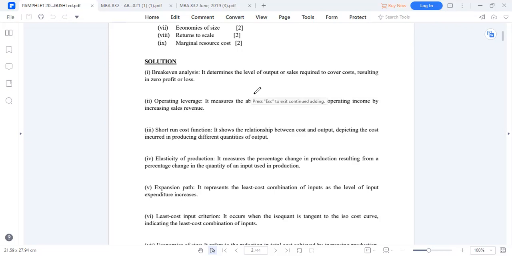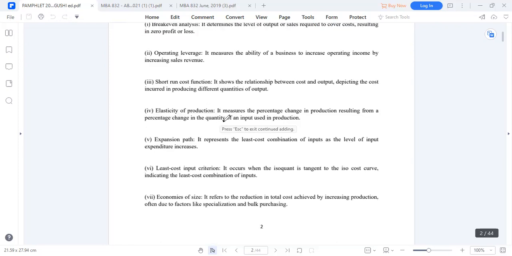This one occurs on an isoquant. What is an isoquant? An isoquant is simply a line or a curve or a graph combining both labor and capital to produce a certain level of output. So when we're dealing with the least cost input criterion, it actually occurs on the isoquant, where it is tangent to the isocost curve, indicating the least cost combination of inputs.